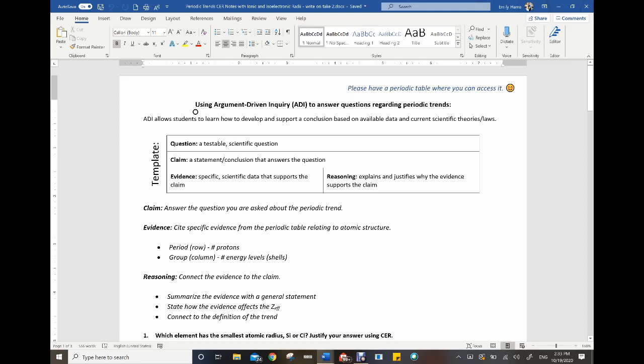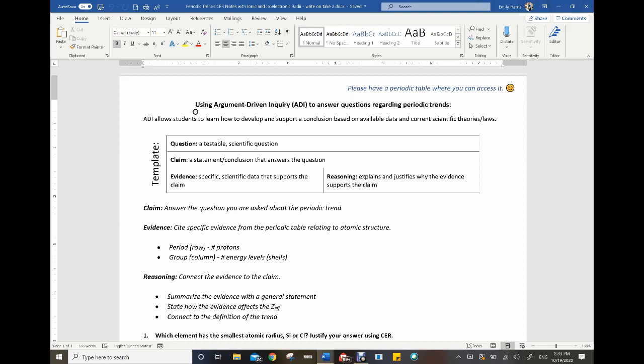Hey everyone! Today we're going to be taking a further look at periodic trends, but this time we want to focus a little bit more on how to write out a thorough explanation for why the trends are what they are. To help us with our explanations, we're going to be using a format that's called CER. That stands for Claim, Evidence, Reasoning.